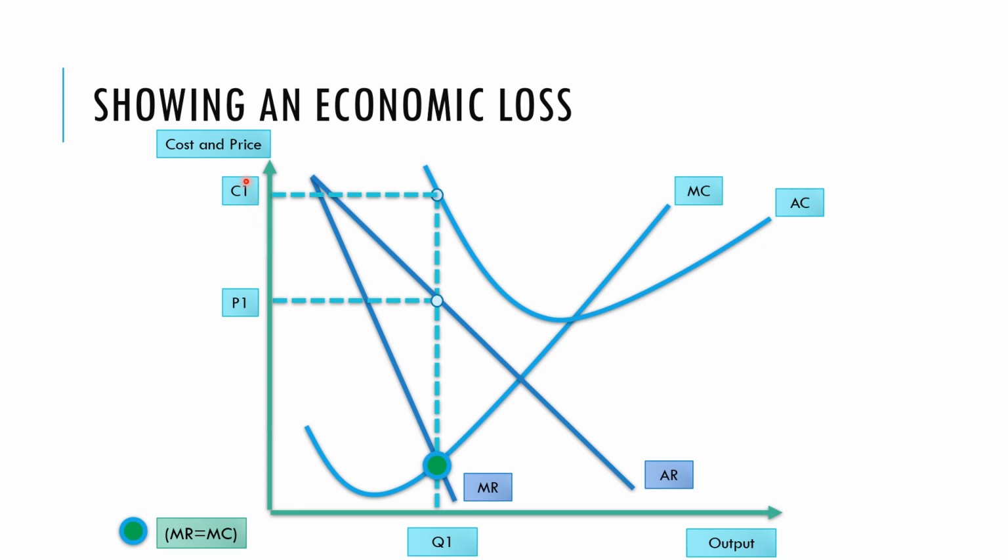Now here the average cost is greater than the price, so this business must be making a loss. And basically the profit maximizing level of output here is minimizing the losses. It's the minimum level of loss that this business could make. And the loss, the economic loss, would be represented by that area there.